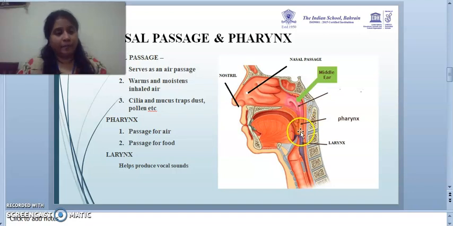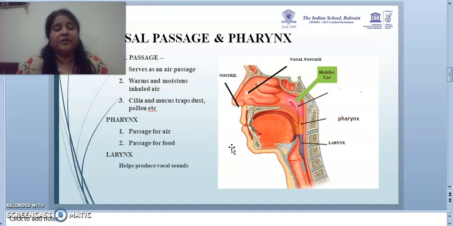The nasal passage leads into another tubular part or passage called the pharynx. Now, pharynx is a common passage for both air and food. We commonly call it the throat. The pharynx then divides into two, the first part being the esophagus or the food pipe, which you studied along with the digestive system, and the second part is the windpipe or trachea, which is a part of the respiratory system.